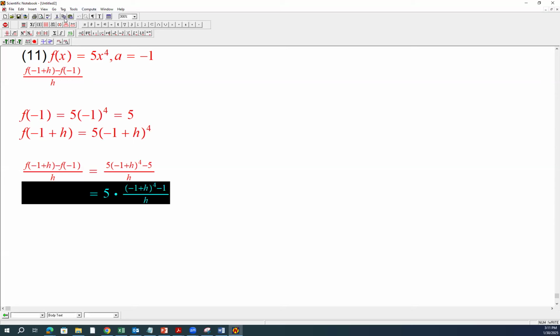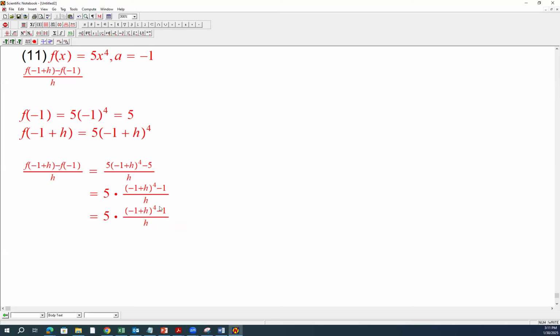And then I'm going to do the following. I'm going to make this power as 2, and I see 1 as 1 squared. So I get a squared minus b squared. Recall that formula, right?